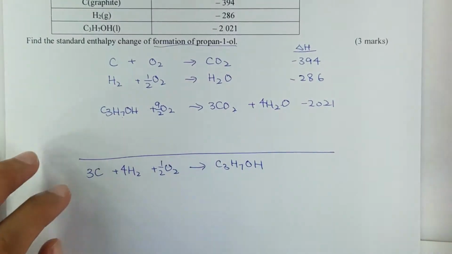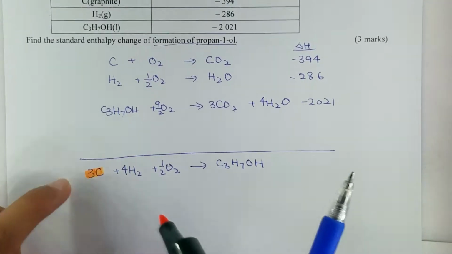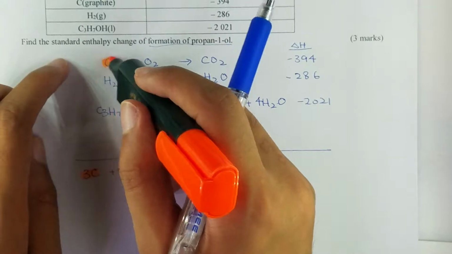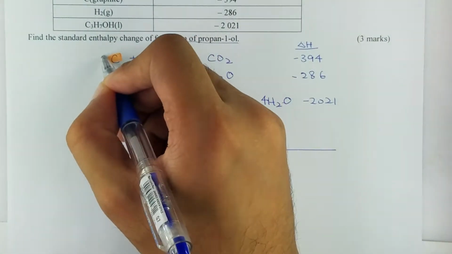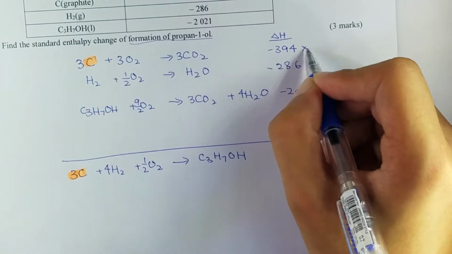Alright, so we have to find carbon. So here you can see we have 3 carbon. Which equation has 3 carbon? The first one has 1 carbon. We have to multiply by 3. So 3 here, and then 3 here. So don't forget to multiply by 3.